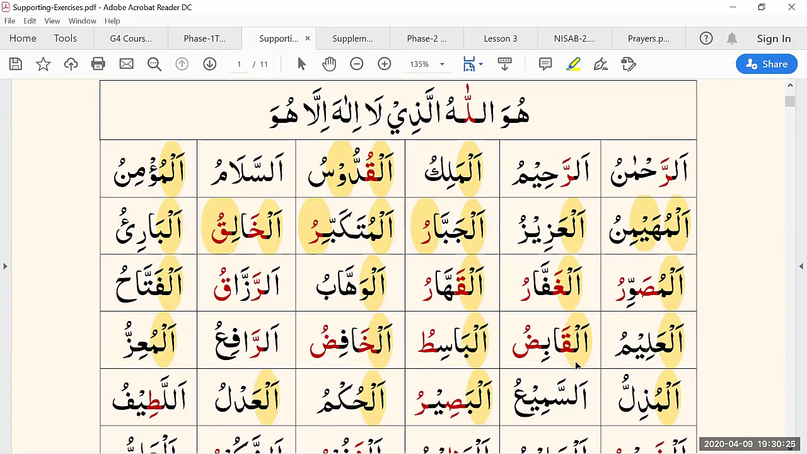Al-Qabizu. Al-Basitu, Al-Khafizu, Ar-Rafi'u, الرافع, Ar-Rafi'u, Al-Mu'izzu, المعز. Al-Mu'izzu. Okay. Jazakillah L267.